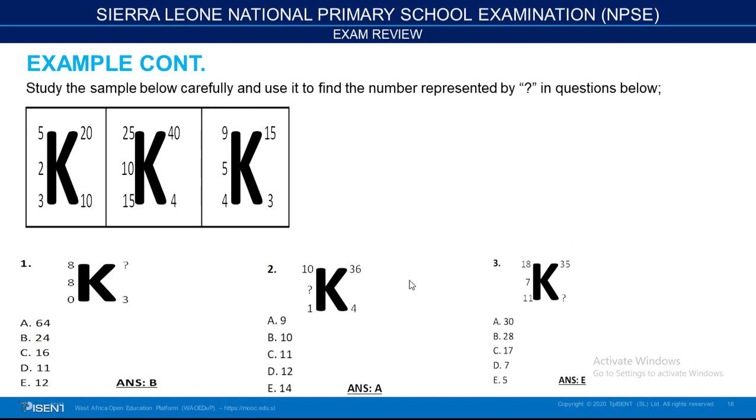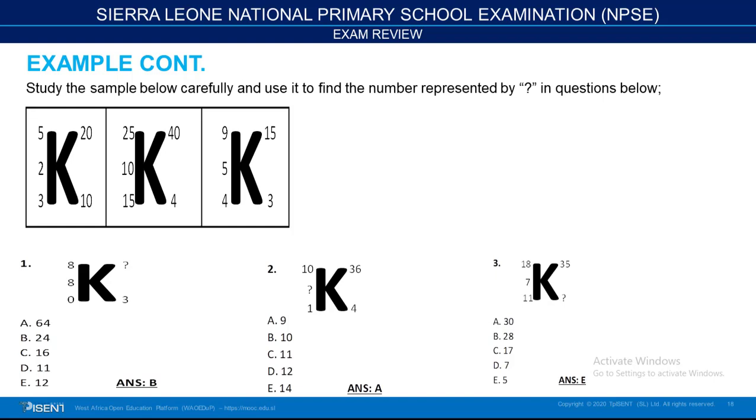Let's look at another example. This is: study the sample below carefully and use it to find the number represented by question mark in the questions below. Now we have a sign, a symbol, that's obviously letter K, and we have numbers placed on different positions of that letter.